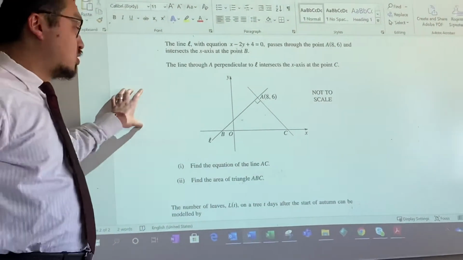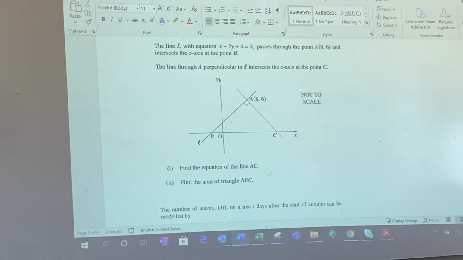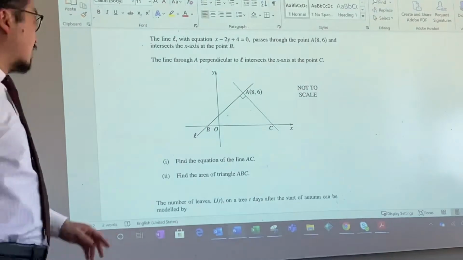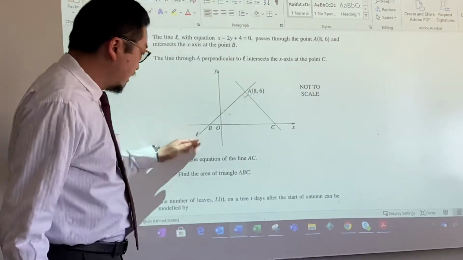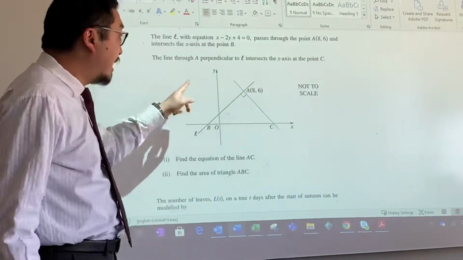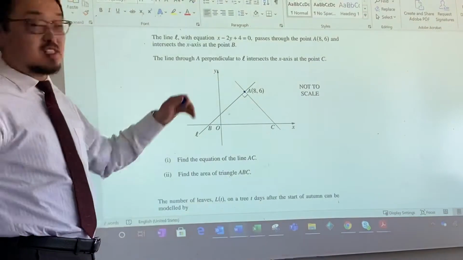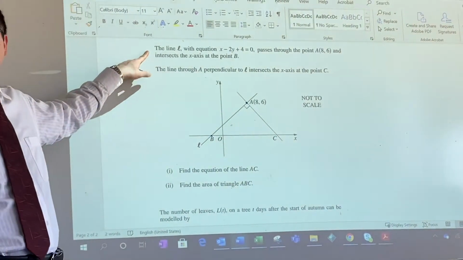So we'll have a look at this question, and it's very, very important. A commonly asked question as far as exams go. Let's have a look. It says the line L with the equation, yeah, that's the equation, passes through point A. So it passes through this point A and intersects the axis at B. That's what this sentence is telling me about, yeah?